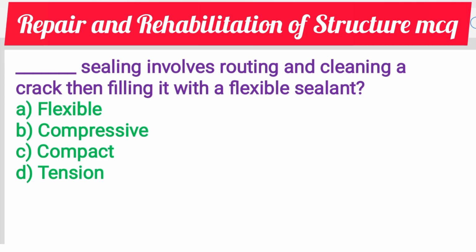Next question. Dash sealing involves routing and cleaning a crack, then filling it with the flexible sealant. Option A flexible, option B compressive, option C compact, option D tension. So the correct answer is option A, flexible.